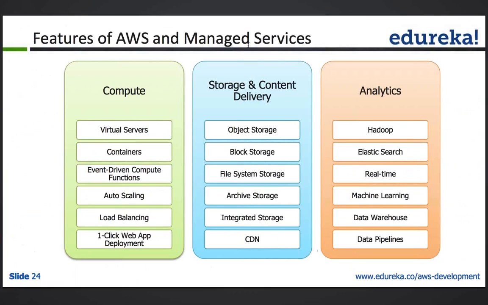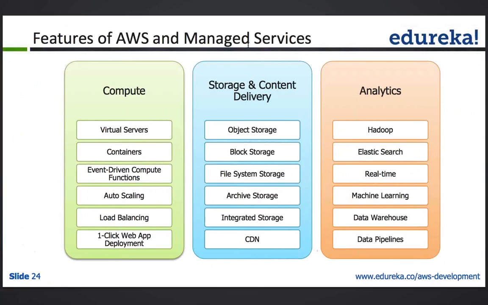AWS has something called availability zones. These are basically different data centers in the same region. And then again, you need a load balancer to sort of distribute the load, right? And finally, things like one-click web app deployment, right?